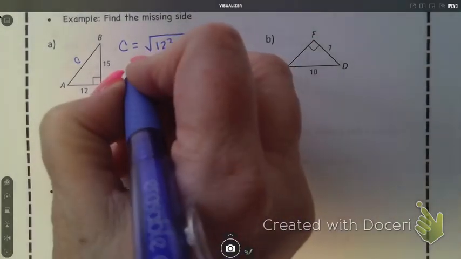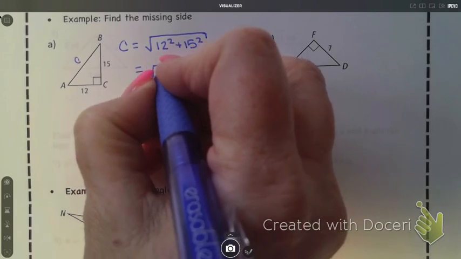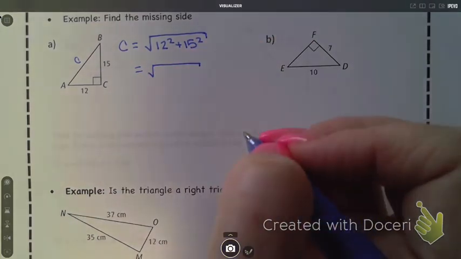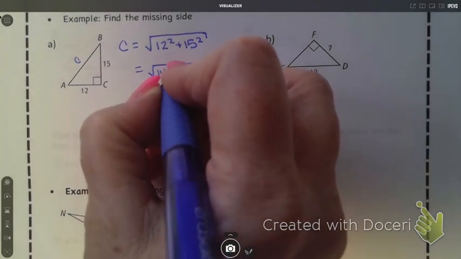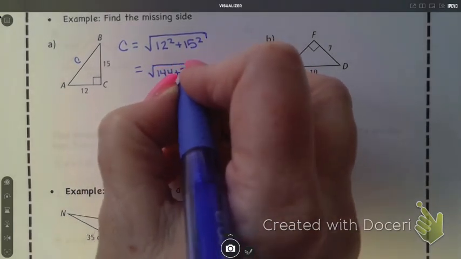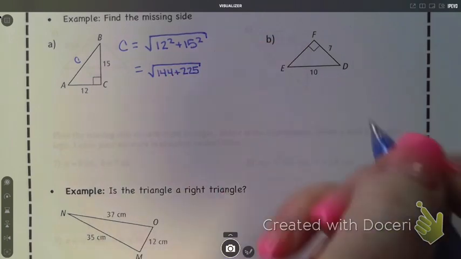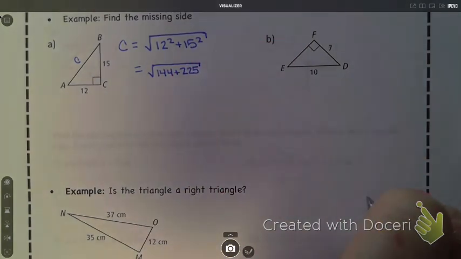And this is why we should know our squares and cubes, because it will make our life much easier. 12 squared is? 144. And 15 squared is? 225. And then you add them. Can you add them before you square them? No. The answer is no, because order of operations says exponents, and then addition later on, after a couple of other things.